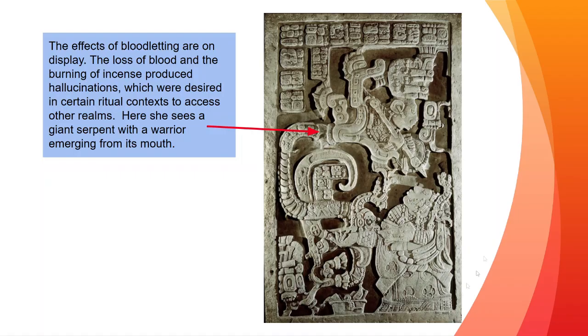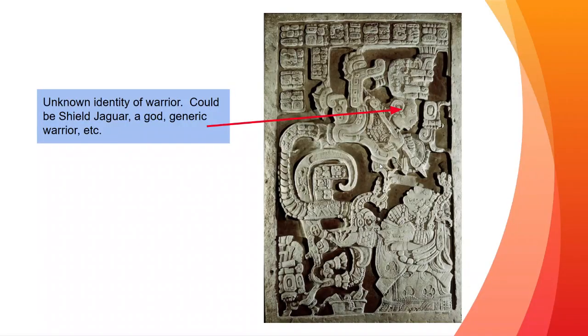So this is Lady Shook down here. This is the vision that she is having. She is seeing a giant serpent with a warrior emerging from its mouth. So you can see the bottom jaw of the serpent there, top jaw there, warrior comes out there. So she is seeing the scene before her.